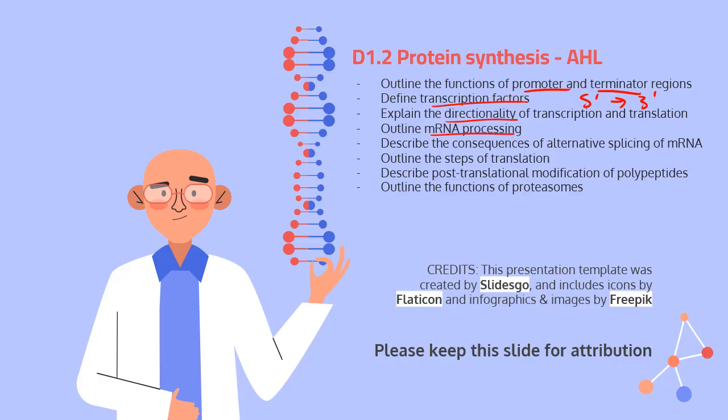We talked about how we can process our messenger RNA. We can splice it. We can add poly A tails and 5' caps. We can alternatively splice our messenger RNA and then get lots of different proteins from the same mRNA transcript. We talked about the steps of translation. We have the initiator transfer RNA, and then we have the elongation of our polypeptide chain until we get to that stop codon. Before we have functional proteins, we have to post-translationally modify those polypeptide chains.